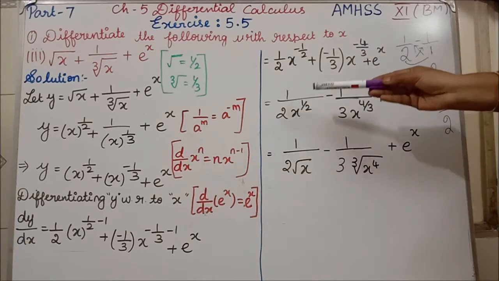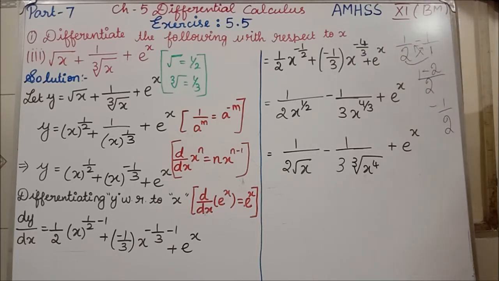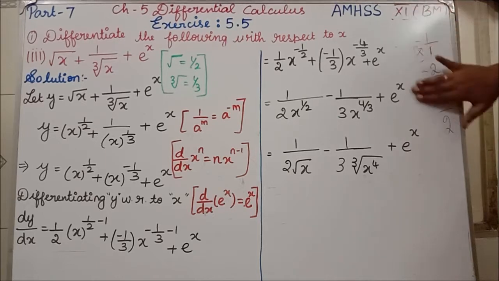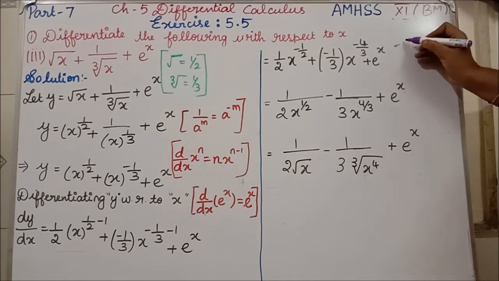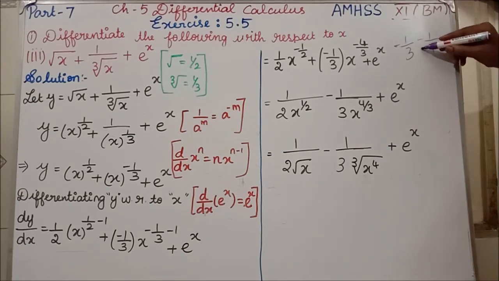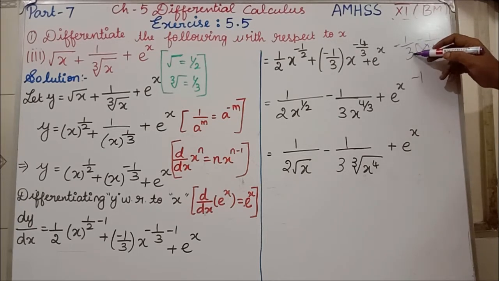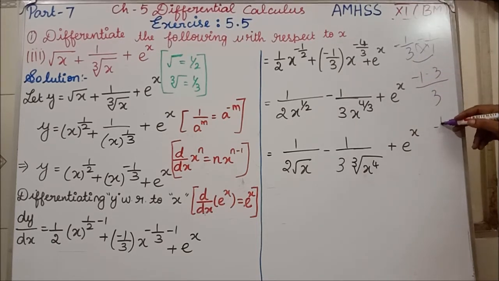Clear? Plus we have minus 1 by 3 x whole power minus 4 by 3, which I have written. Why did I write it like that? Can anyone say? Because we have minus 1 by 3 minus 1, isn't it? Here no denominator, considered as 1. Again by the same method we do cross multiplication: 1 into minus 1 is minus 1, 3 into minus 1 is minus 3, divided by 3 ones are 3. So minus 1 minus 3 means minus 4 by 3. This is our answer.